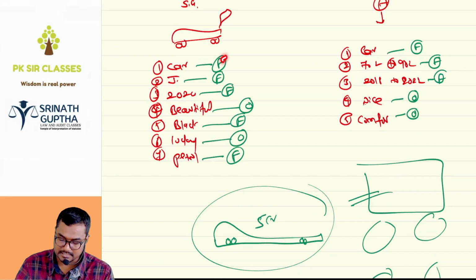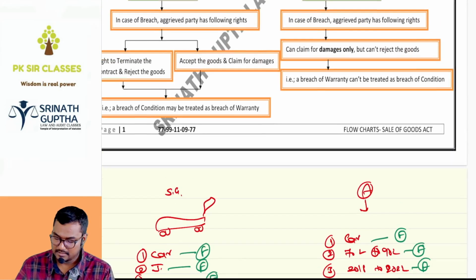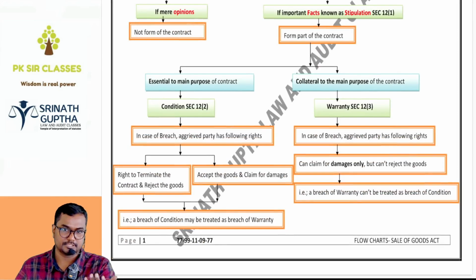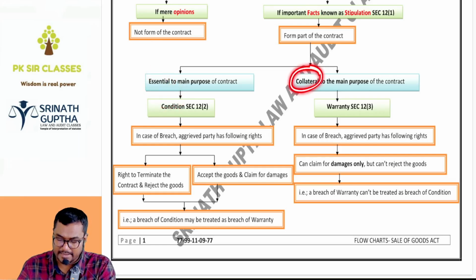It is a stipulation because this is a fact. This is not a stipulation. Then stipulations are of two types. If that stipulation, if that fact, is essential for performance, it is a condition. If that fact is collateral to performance, that will be a warranty.